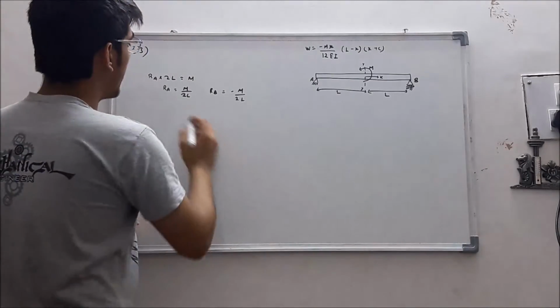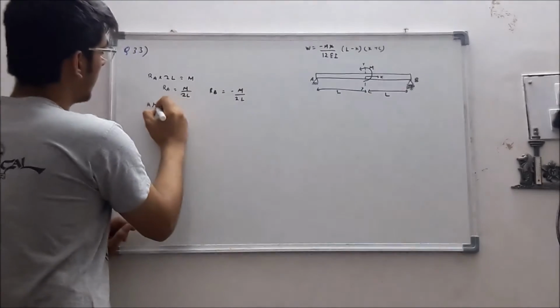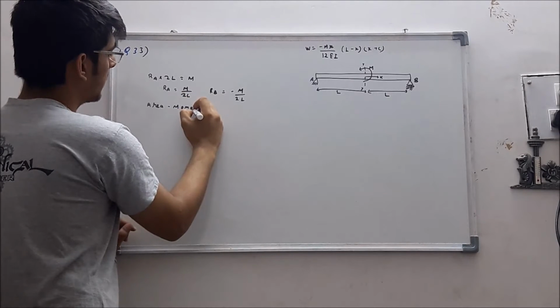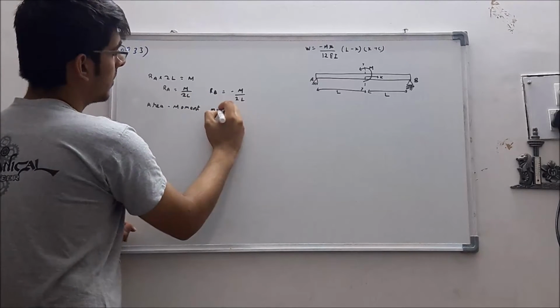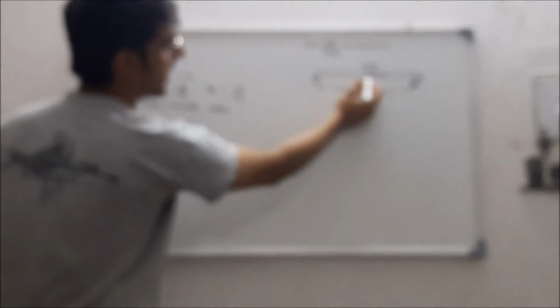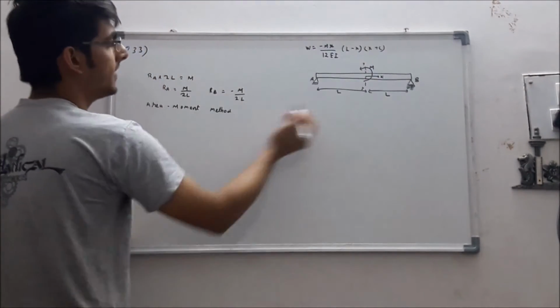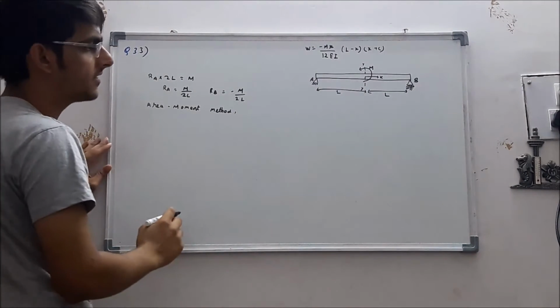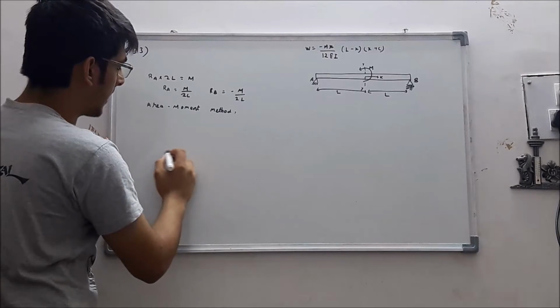Now by the area moment method, we will find the deflection. We have to find the deflection at the center of the beam, that is at x equal to 0. So first let's make the moment diagram.